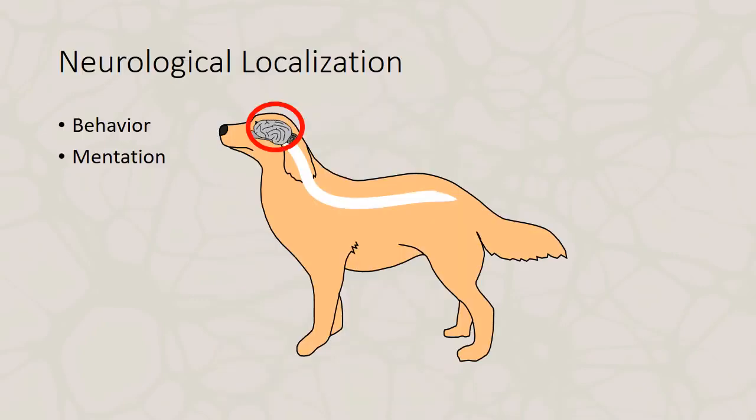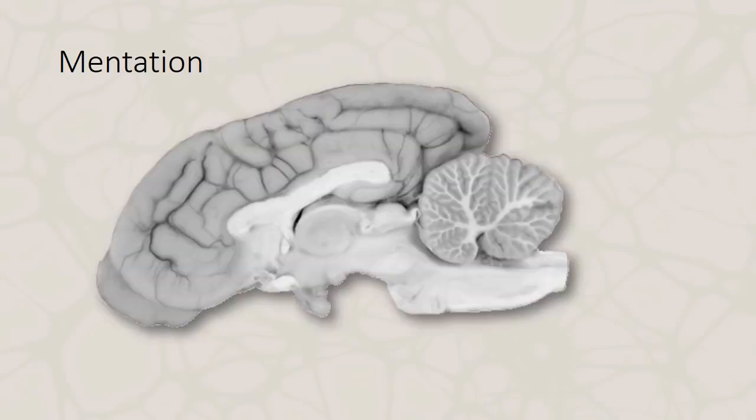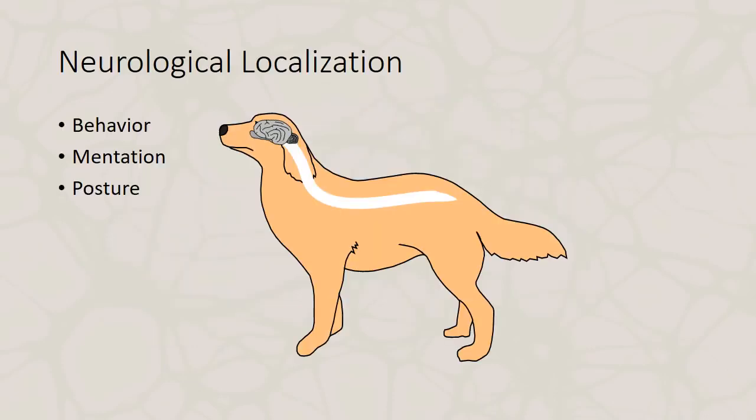When we're talking about mentation, we're talking about localization intracranially. More specifically, either forebrain or brainstem. For a patient to have an abnormal mentation from a forebrain lesion, it usually has to be quite large. However, a patient with a forebrain lesion will never be stuporous or comatose. Only patients with brainstem lesions can have that degree of mentation abnormalities.